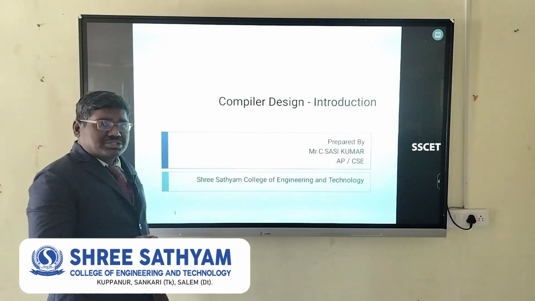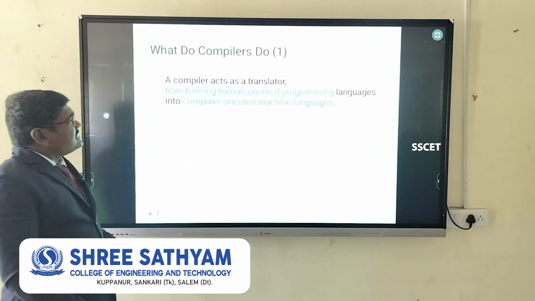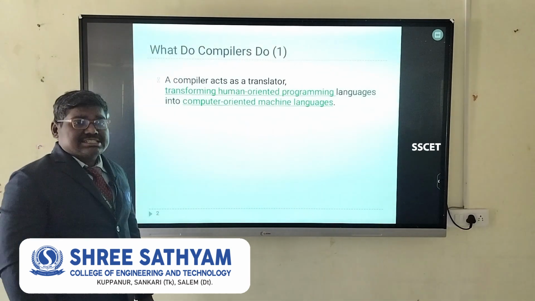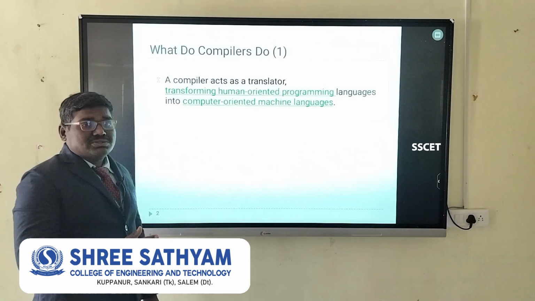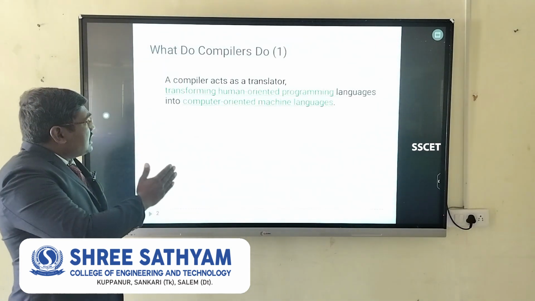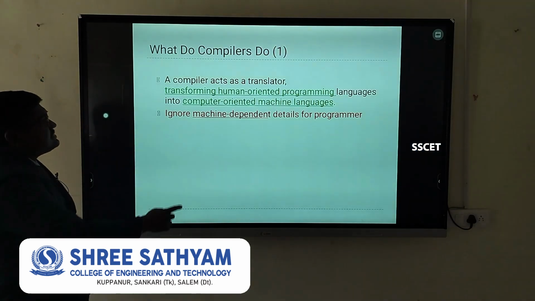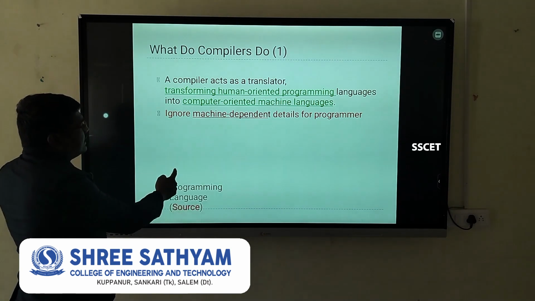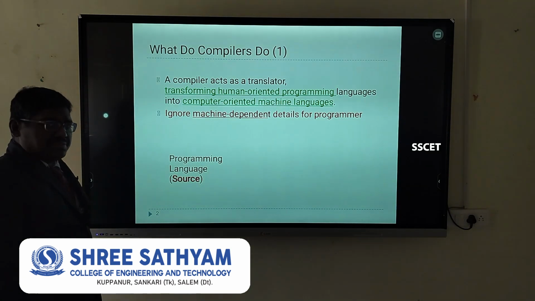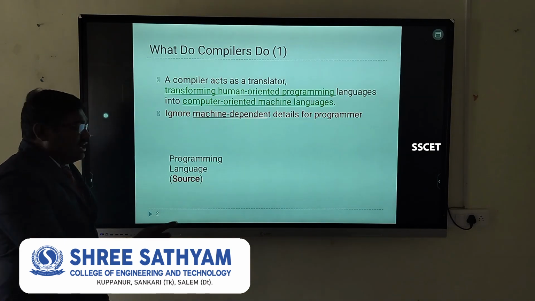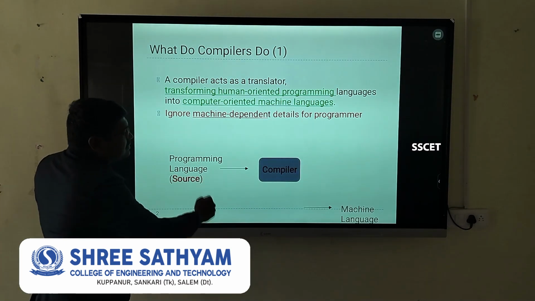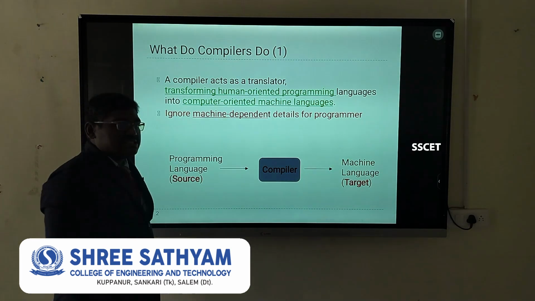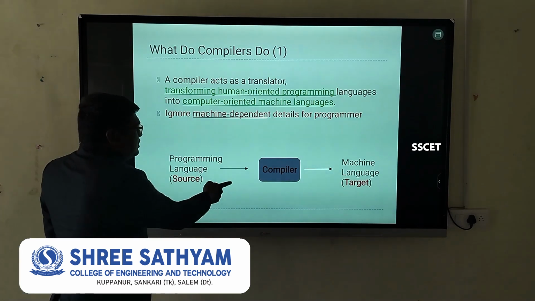Now we discuss the introduction of compiler design. What is meant by compiler design? What does a compiler do? A compiler is a translator. It converts the high level language into low level language. That means it converts the source language into machine language. It translates the source program, that is the human readable program, into the target program. The target program is the machine language, that is machine readable language.